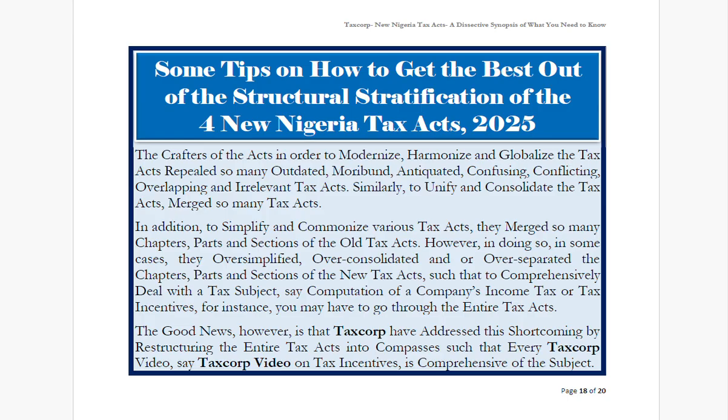However, in doing so, in some cases, they oversimplified, overconsolidated, and over-separated the chapters, the parts, and sections of the new Nigerian Tax Act, so that to comprehensively deal with a tax subject, say computation of a company's income tax or tax incentives, for instance, you may have to go through the entire Tax Act to be able to get all that are related to that particular tax subject. But not to worry.